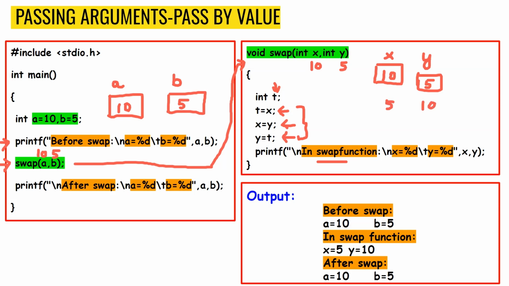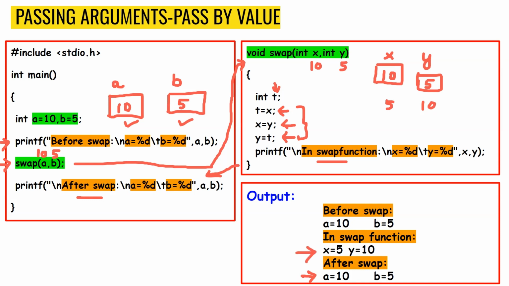which is the last printf in the main function. It will print, after swap, the values of A and B. We can see that in the main function, the values of A and B are not changed at all, because we are passing only a copy of the value. So the values of A and B remain the same even after you perform the swap. The swap function changes only the values of the local variables x and y.